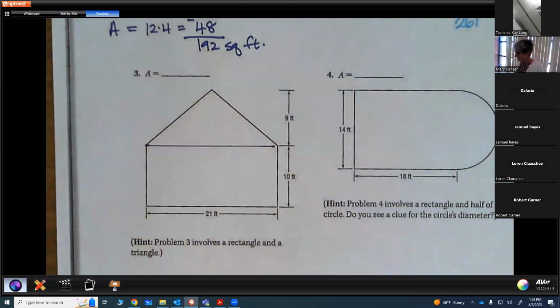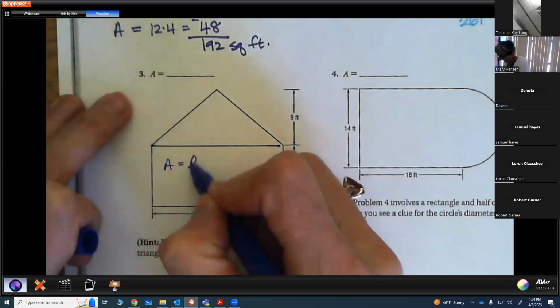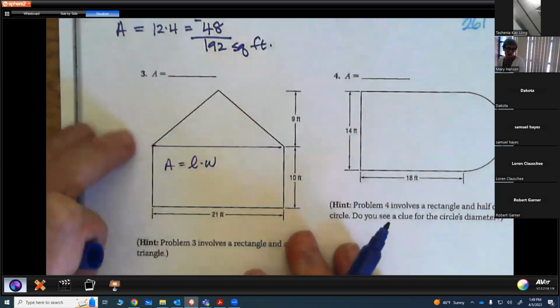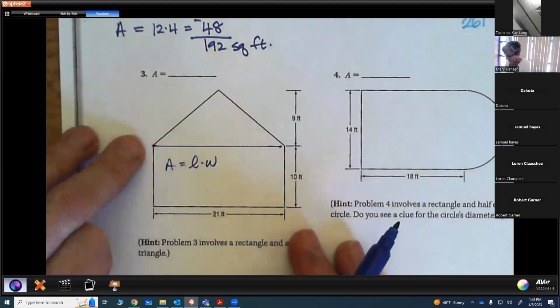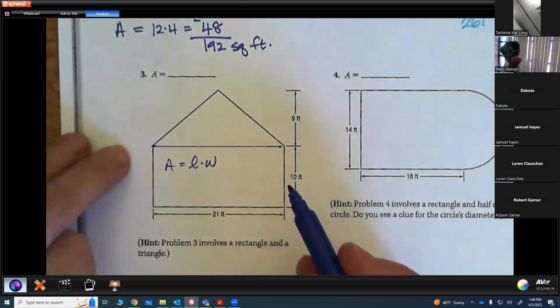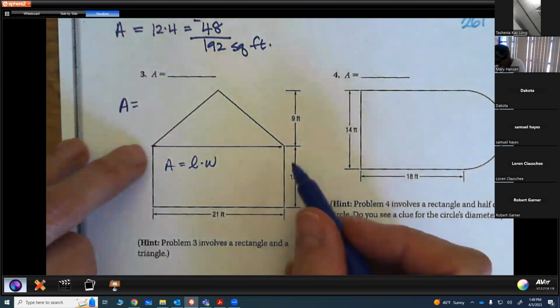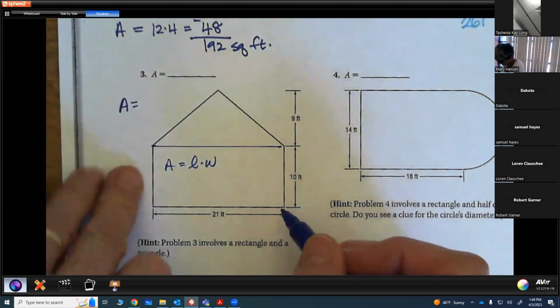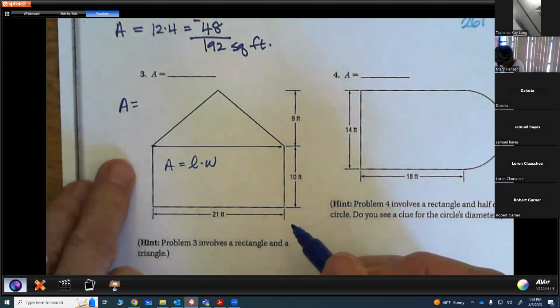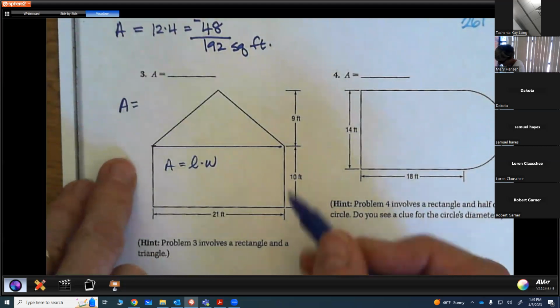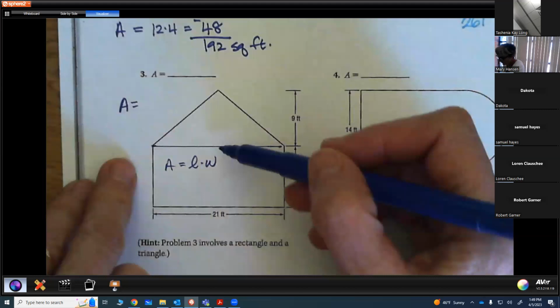I guess we'll see how you did. So remember that area of a rectangle we're pretty familiar with. Robert, what did you use for the area of a triangle? The area of a triangle, I used 21 times 10. 21 times 10. How'd you get the 21 and the 10? The 21 is the base of the house, and then 10 from the top of the triangle to the bottom of the triangle, to the bottom of the house. Okay.